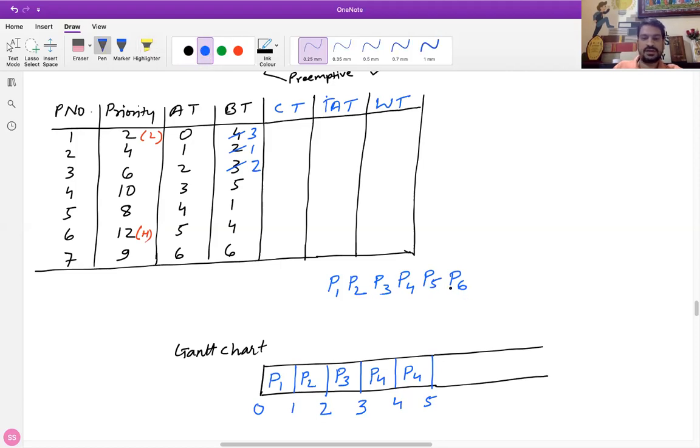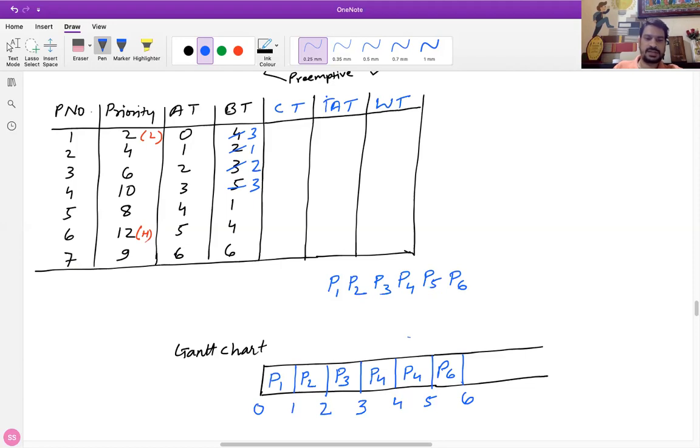Now P6 has arrived, and P1, P2, P3, P4, P5, P6 are all available because we haven't executed all the processes fully. When P6 came into existence, which has the highest priority? Definitely P6. So P6 will come here, and P4 will be taken out from the CPU and put into the main memory. How many units has P4 executed? 2 units. So how much is left? 3 is left. Now P6 will execute another unit of time, up to 6.